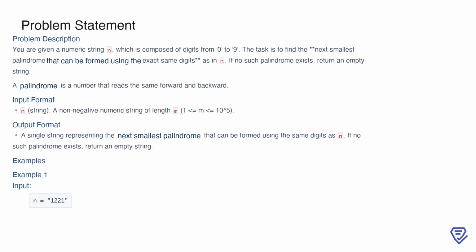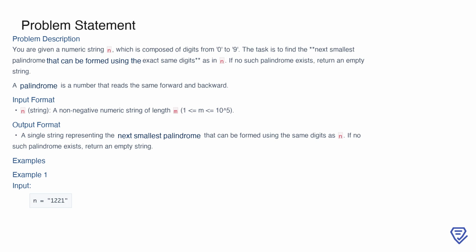In this problem, you are given a numeric string n composed of digits ranging from 0 to 9. The goal is to determine the next smallest palindrome that can be created using the exact same digits as n. If it's not possible to create such a palindrome, you should return an empty string.